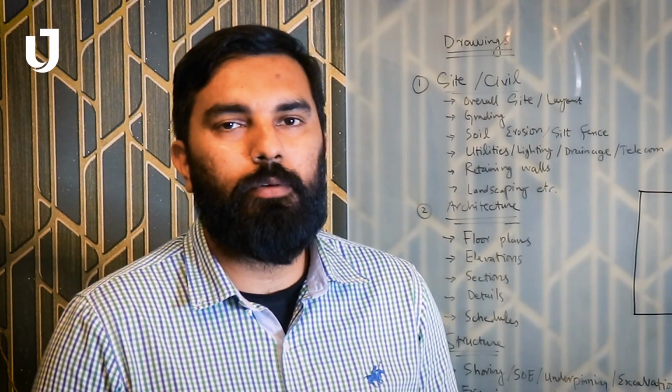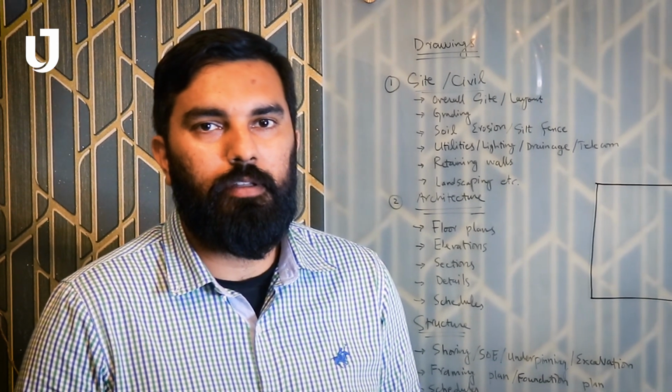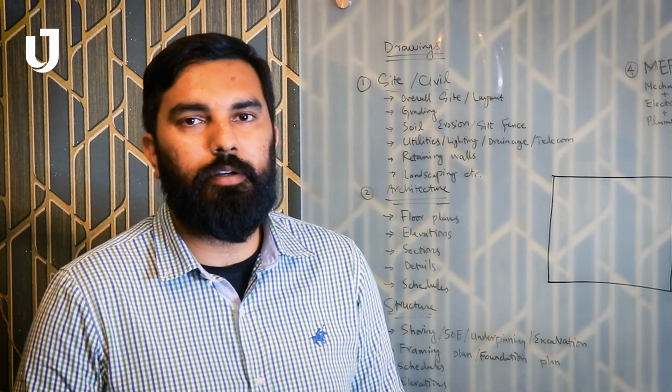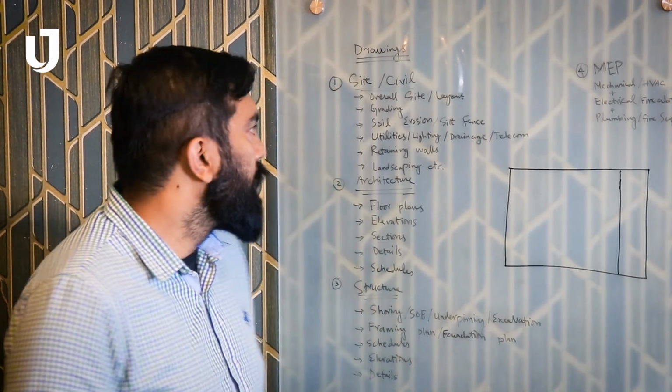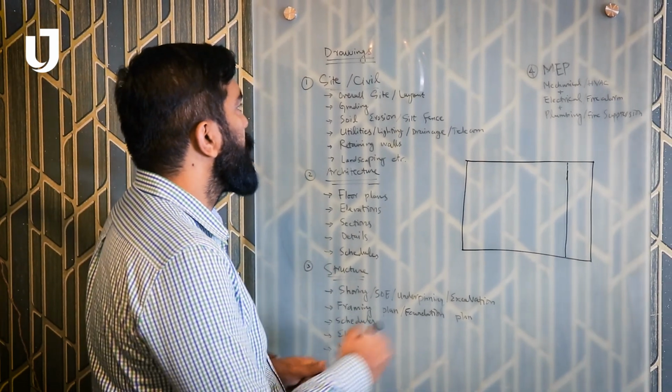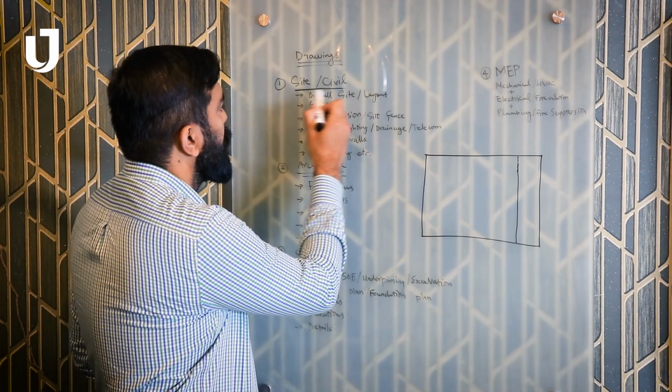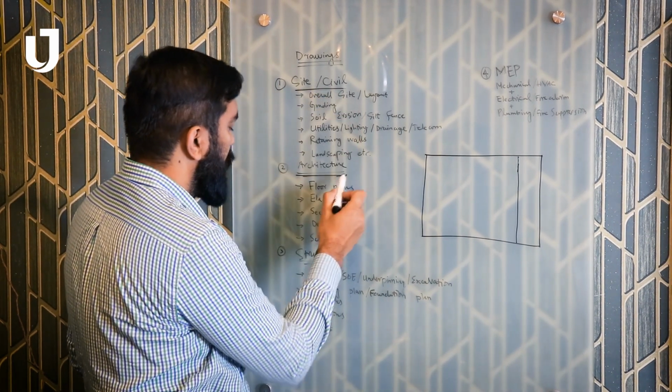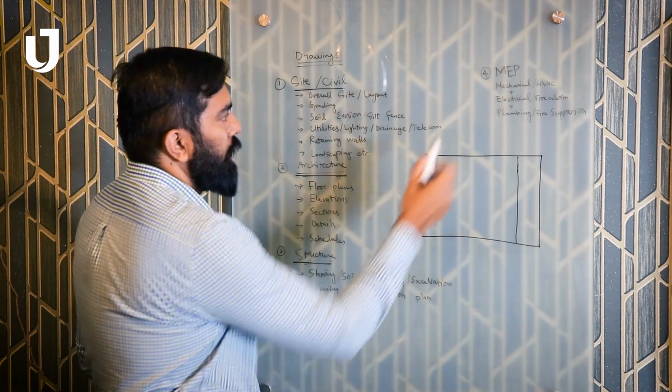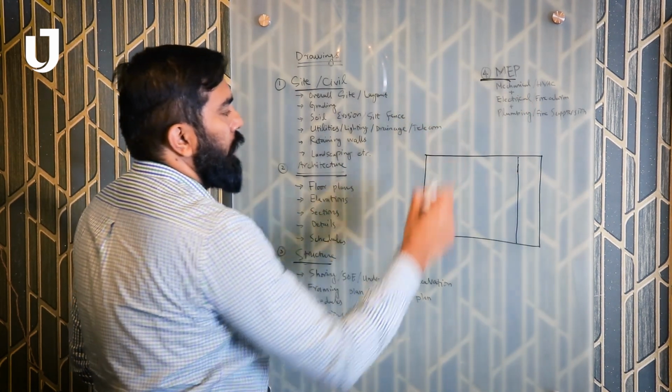Today, we're going to be talking about the type of the drawings and how the layout is being presented in the drawings. So, here we have the major categories like site or civil drawings, the architectural drawings, the structural drawings, and the MEP drawings.